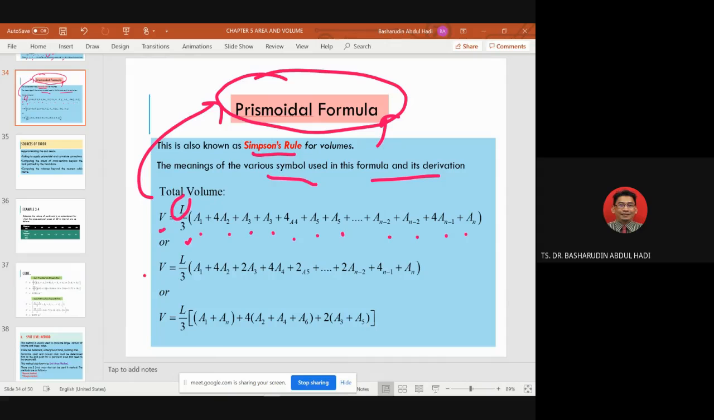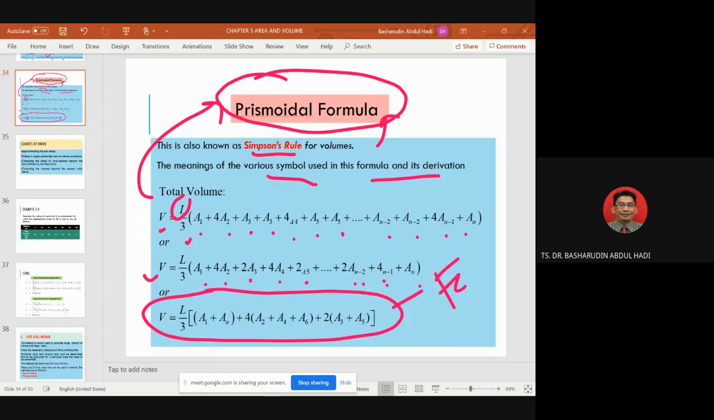Or we can do it like this. Volume equals L over 3, area 1 plus 4 area 2 plus 2 area 3 plus 4 area 4 plus 2 area 5, and so on, until you get 2 area for the third last, plus 4 area for the second last, and plus the last area in your slope profile. And then they are doing this formula. You must remember this one.